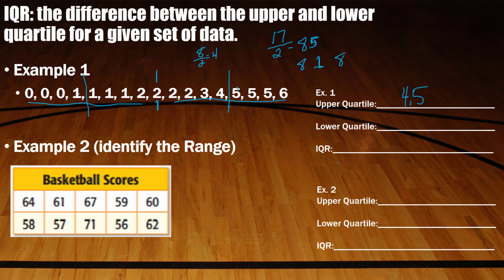What value sits between 1 and 1? Well, no number really sits between 1 and 1, but when you find the average, 1 plus 1 is 2, divided by 2 gives you 1. So the difference between 4.5 and 1 gives us an IQR of 3.5. That wasn't too bad. All right, let's look at the next set.